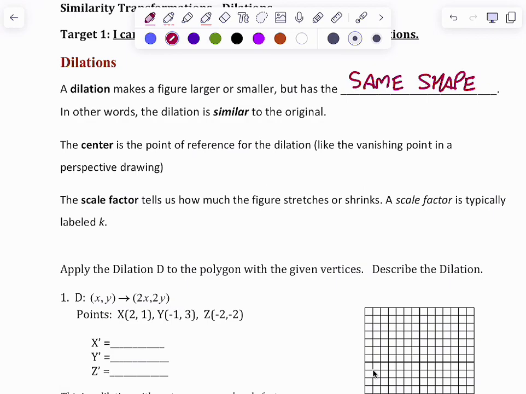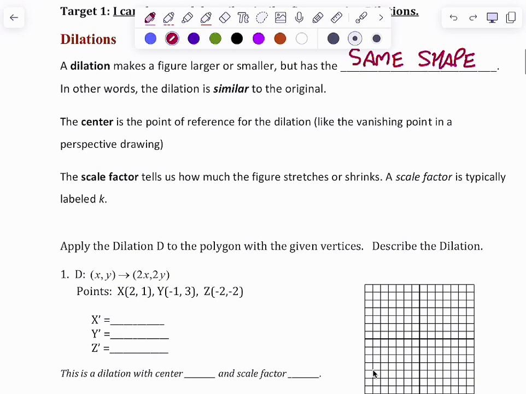Whenever you make a shape bigger or smaller, there's a center to it. Sometimes the center's in the middle of the shape, sometimes it's outside the shape, but it's the point of reference for the dilation, like a vanishing point in a perspective drawing. Imagine you made a shape as small as possible to go down to a single point. That is the center of the dilation. The scale factor tells us how much it shrinks or stretches. And the scale factor is typically labeled K, but it could be any letter.